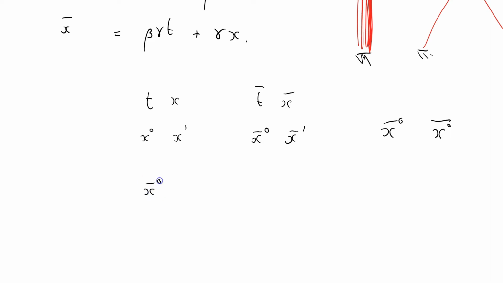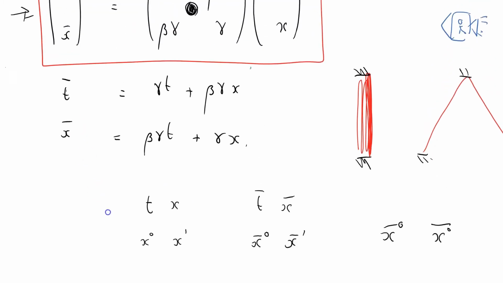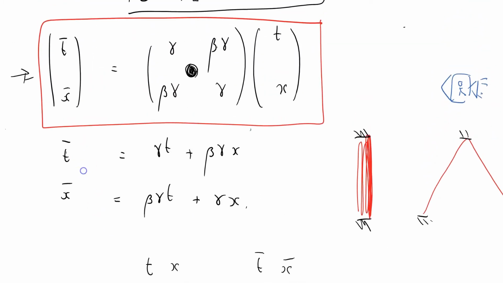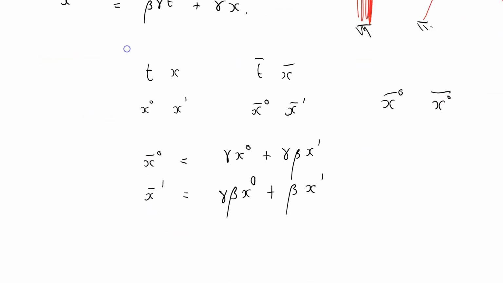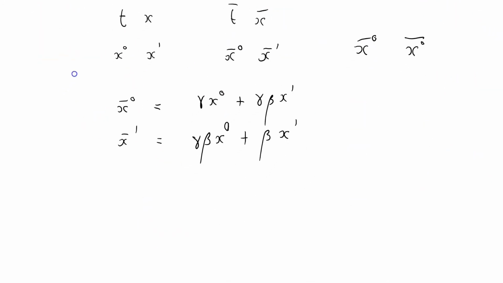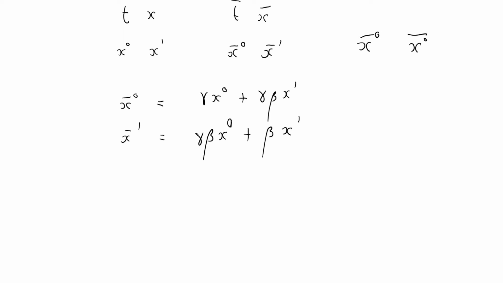We've got x bar 0 equals, well, it's from up here, isn't it? All I'm going to do is write it down, so it's gamma t plus gamma beta x. So it's gamma x0 plus gamma beta x1. And x bar 1 equals gamma beta x0 plus gamma x1. So all I'm doing basically is writing out this matrix in its transformation rules. Okay, that's nothing very spectacular, but watch.